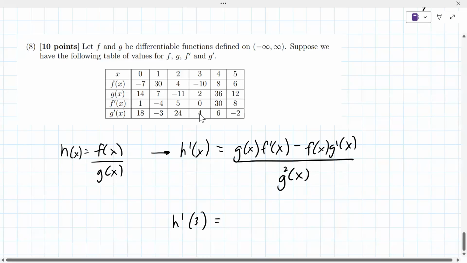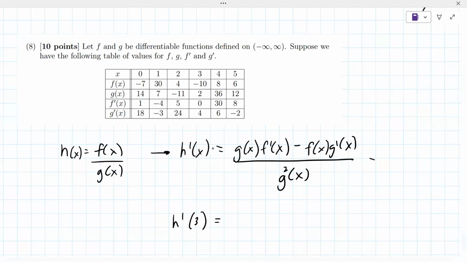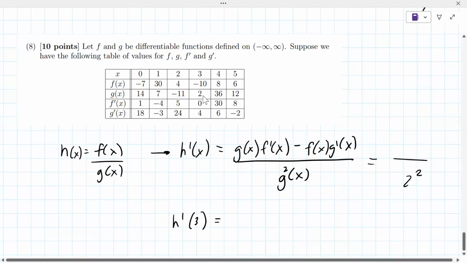I got 40 over 16. g though, it's 2 squared on the bottom, not 4 squared. Wait, why is it 2 squared? It's g of 2, not g prime of 2. Or g prime, oh, yeah.